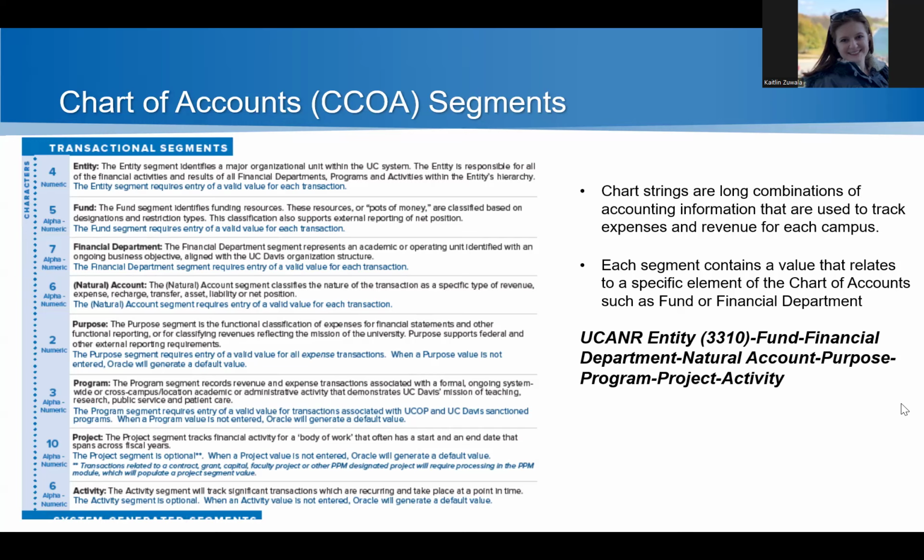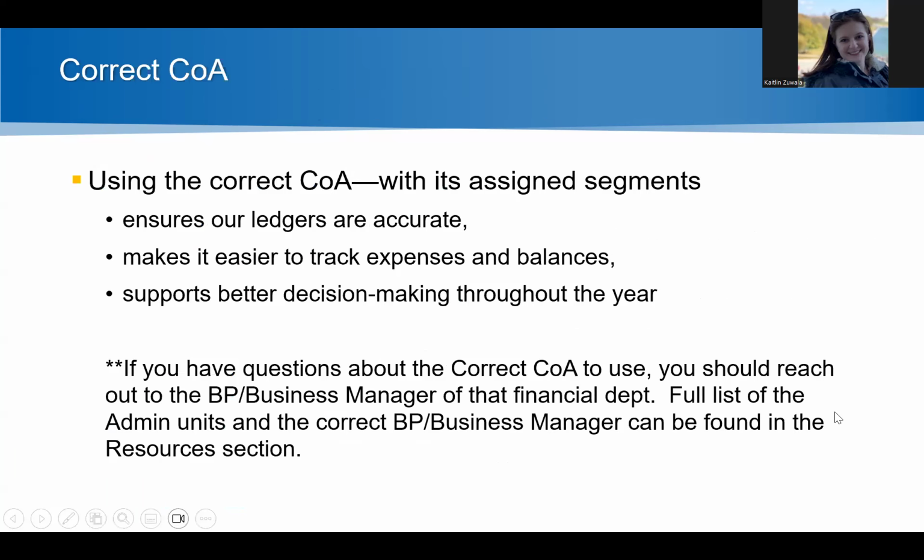So not every single chart string has every single segment filled out. Some of our chart strings are going to have just the default zeros for some of these segments. It just depends on the chart string that you're using. Using the correct COA or chart of accounts with its assigned segments ensures our ledgers are accurate, makes it easier to track expenses and balances, and supports better decision making throughout the year.